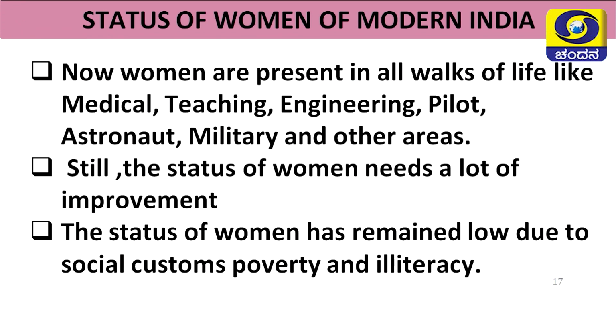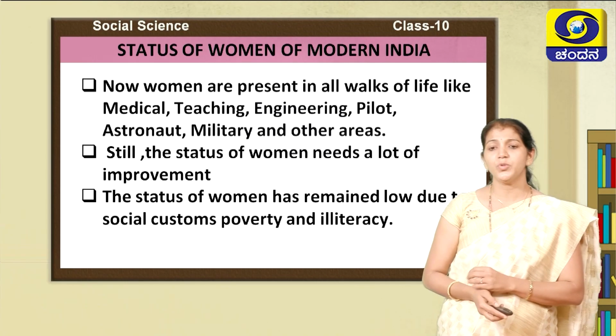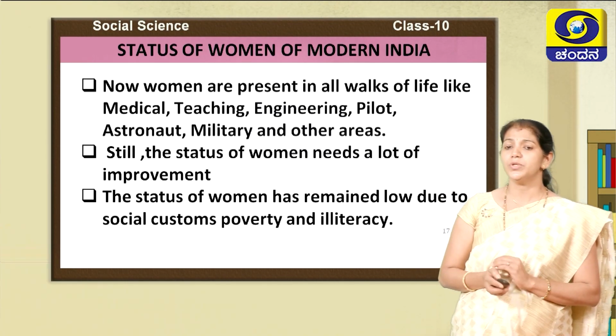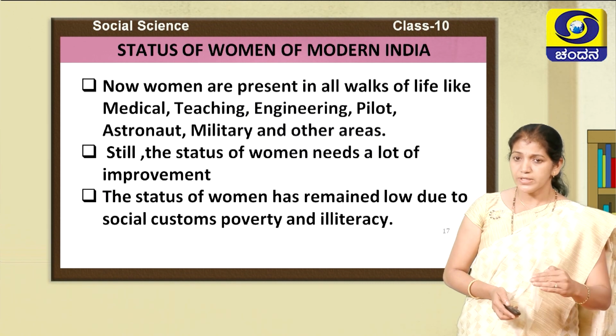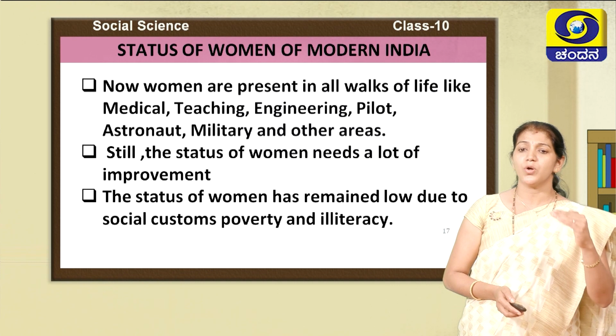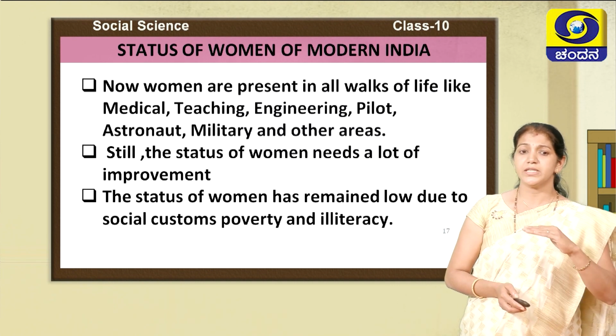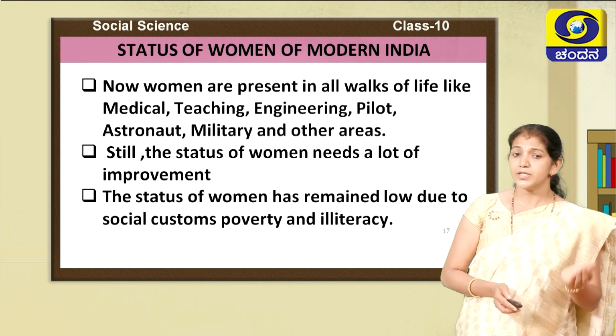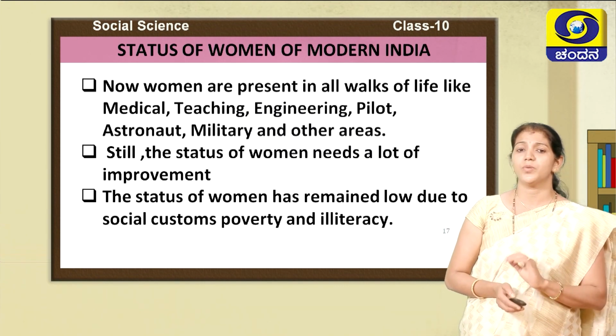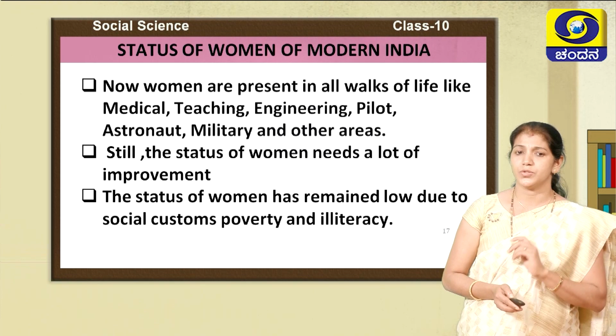Why? What are the problems? The status of women has remained low because of social customs, poverty and illiteracy. Most of the women are not getting a good education. So, that is the main reason why, even in modern days, women's condition is not good in society. So, the status of women is also considered one of the problems of Indian society.